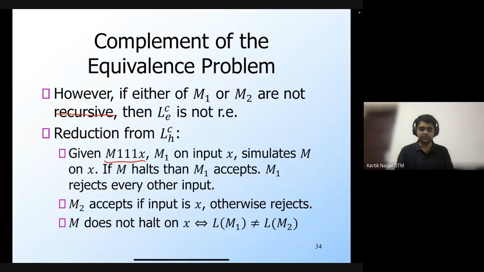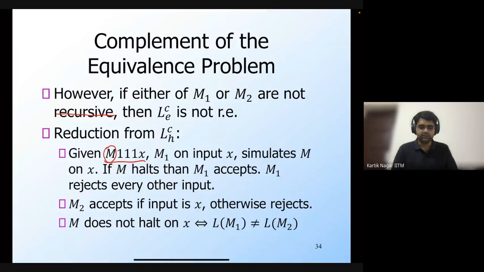Okay. So note that we had to remove this restriction that both of them were total, because this M that comes from the description of the complement of the halting problem is also unrestricted. So it could be non-recursive, it could be non-total as well. So that's why we have to remove that restriction.